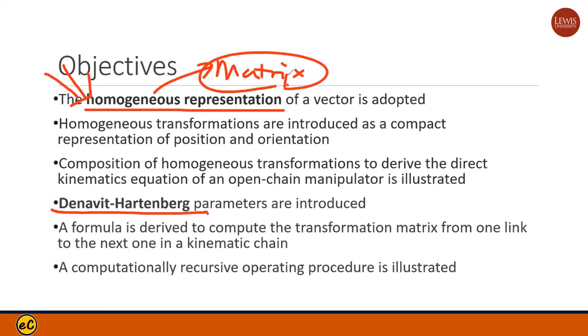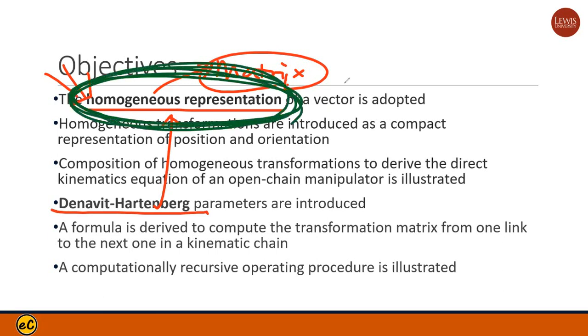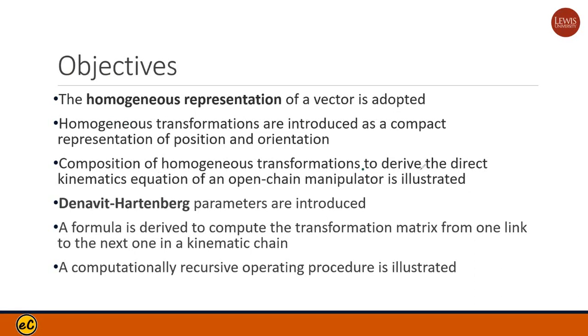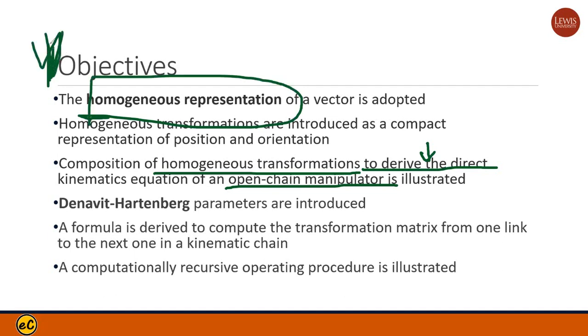Denavit-Hartenberg is one kind of homogeneous representation. So this homogeneous representation is very, very important. Before the homogeneous representation, you are using the regular rotational matrix and displacement vector. These are separate, two kinds. It's a mixed representation. Now we talk about homogeneous representation, where we mix them into one kind. We say composition of homogeneous transformations derives the direct kinematic equation of an open chain manipulator. The purpose is right here: to show how the direct kinematic equation can be formulated using only one representation. That's the main objective of this lecture.